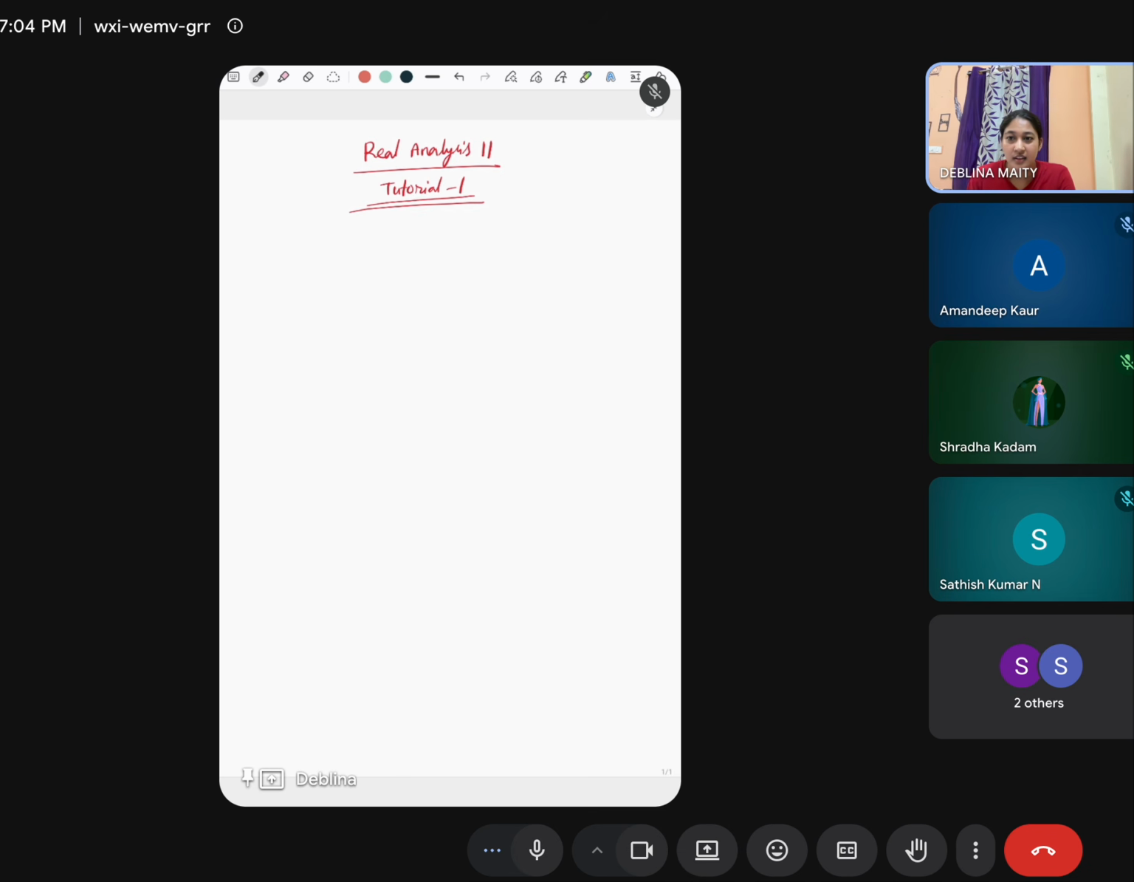Okay, I think no one will join from here, so we'll start this session. We'll start with the basic definitions like metric space and normed space.